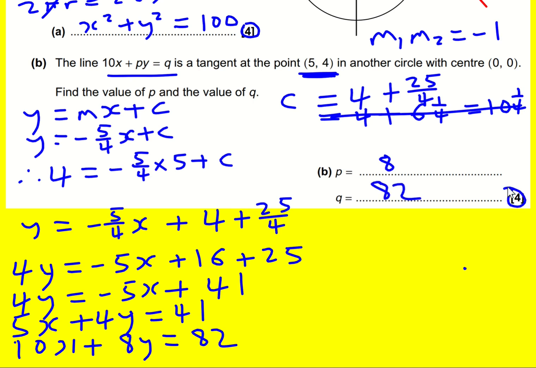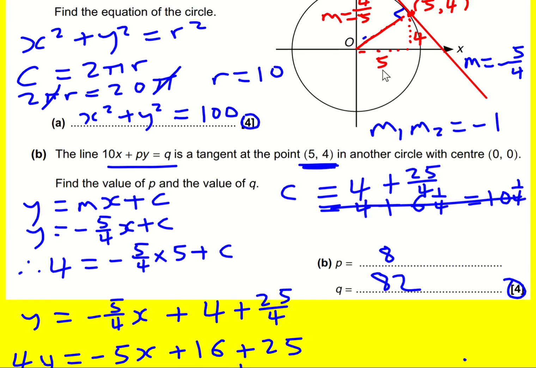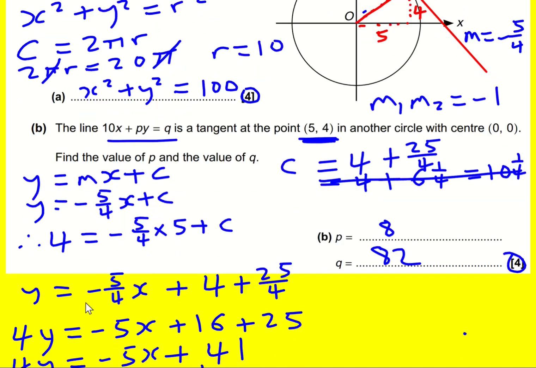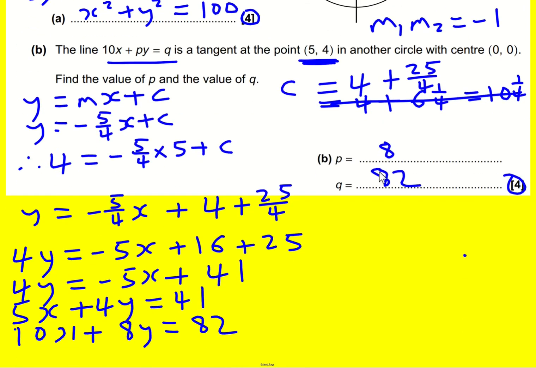Quite a tricky question to end on. It requires you to know about the reciprocal, but with gradients you have to spot that you have to find this gradient to start with. You have to do some manipulation, y equals mx plus c, get it in this form that they want, and then spot the p and the q from it.